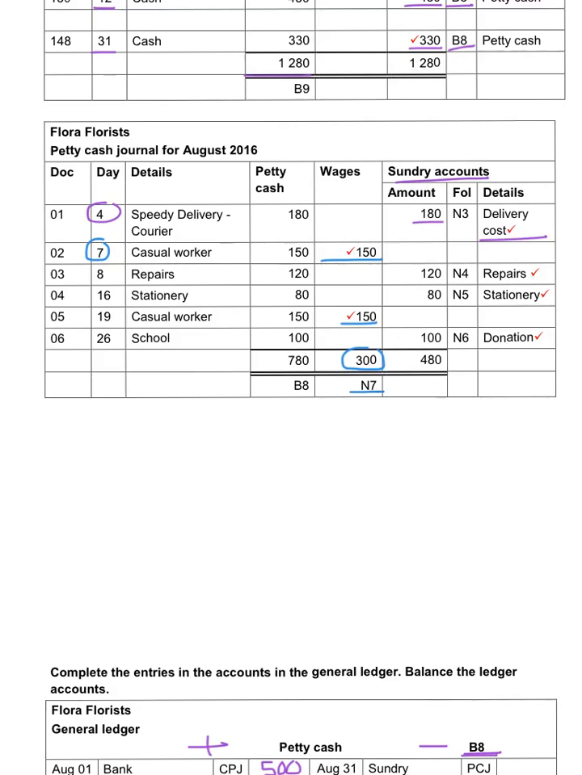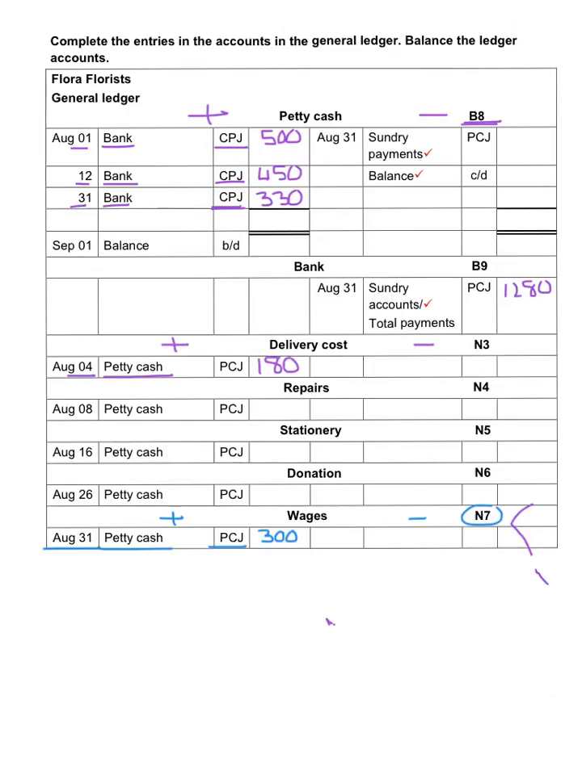The following entry is on the 8th for repairs. Because it's in the sundry accounts column, we will post this 120 Rand on the 8th. The repairs account is debited with 120 to increase the expense on the debit side. The date of the transaction is the 8th. The account that will be credited is petty cash. This is posted from the petty cash journal. The folio number is N3.